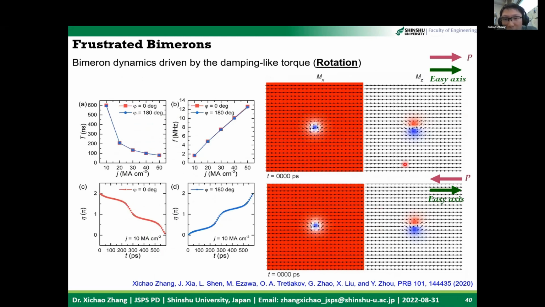Okay, so when the spin polarization is parallel to the z-axis, we find the damping-like torque cannot drive the bimeron into motion, but the spin torque will result in the rotation of the bimeron with respect to its center. And we find that the frequency of the rotation is proportional to the applied current density.